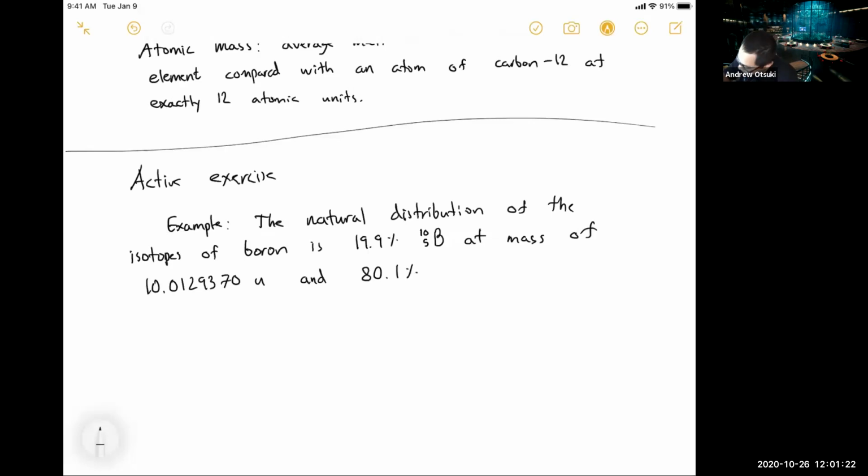Boron 11 at 11.0093055 atomic mass units. So let's calculate the atomic mass of boron.